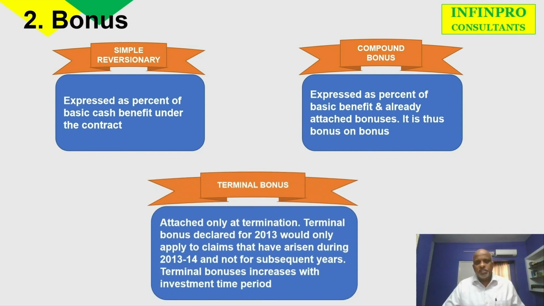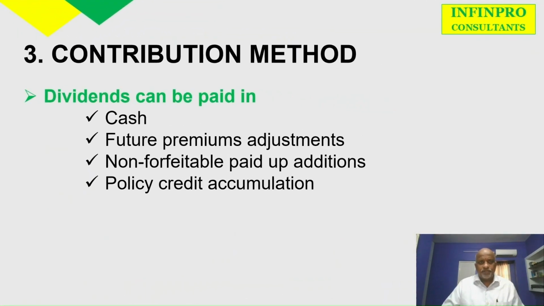So terminal bonus, this is paid at the end of the term. For a particular year, whenever the policy is getting matured, there will be a terminal bonus declared by the life insurer based on various products. So for instance, terminal bonus declared in one particular year, 2012-13, may not be applicable for 2013-14. So this is being declared year after year based on the performance of the life insurer as a firm, right?